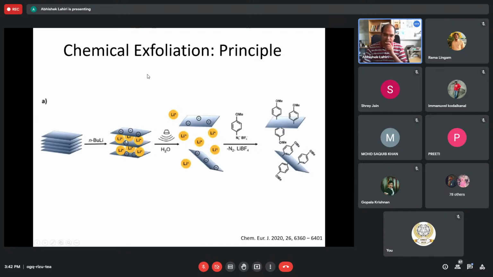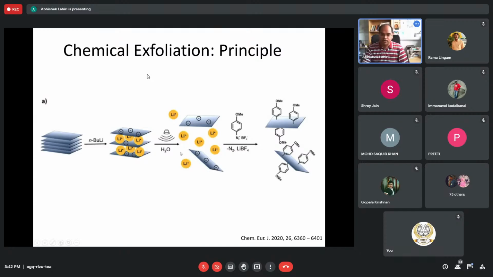You introduce lithium ions into the surface, or intercalate lithium ions. It can be lithium, it can be sodium, it can be potassium, basically any cation or anion which you can intercalate into the system. And then you apply a sonication, or you do ball milling, whatever. You can apply one of the mechanical forces, or you can even apply electrochemical technique, which we will see in the next couple of slides.